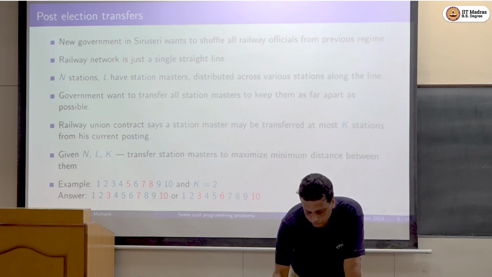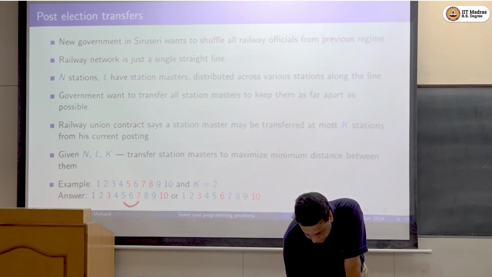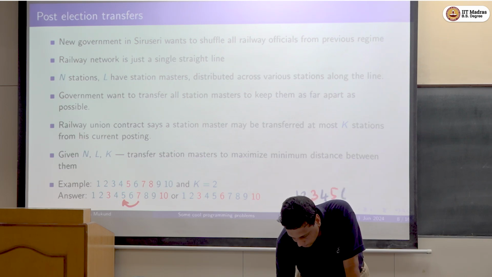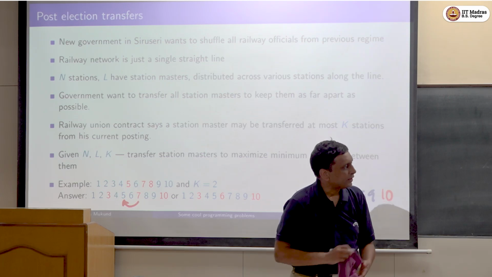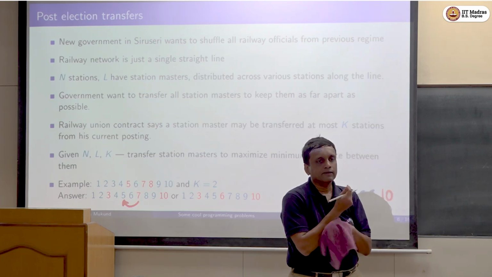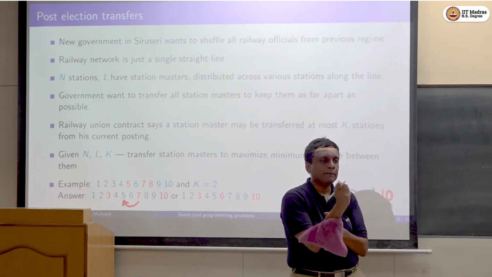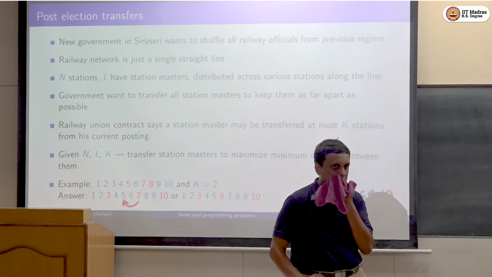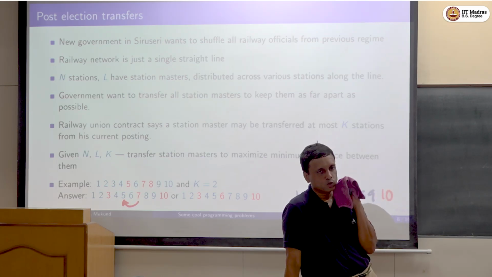So for example, if you move this guy from here to here, right, then you will get 1, 2, 3, right? So though now I've got a gap of 4 between the second and the third guy, I've reduced the gap between the first pair to 1. So the minimum gap is 1, which is not good, right? So the minimum gap in this case I can achieve is 2, right?